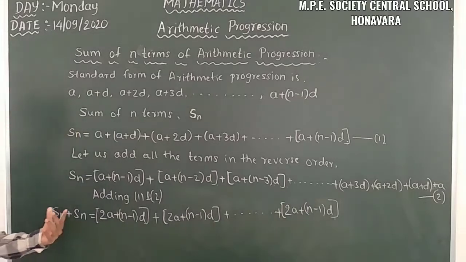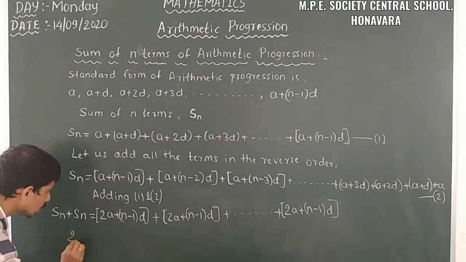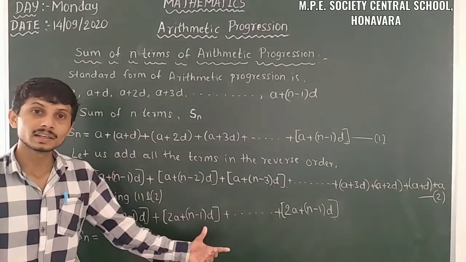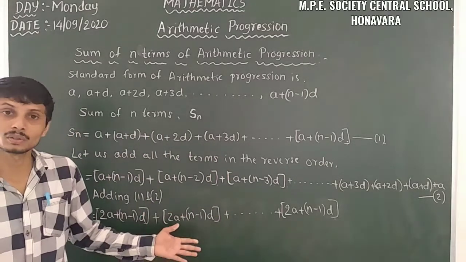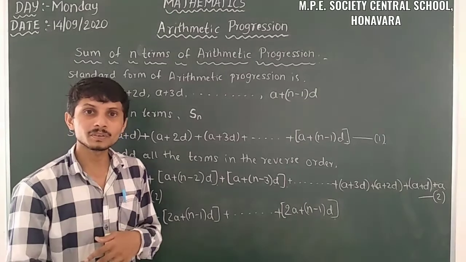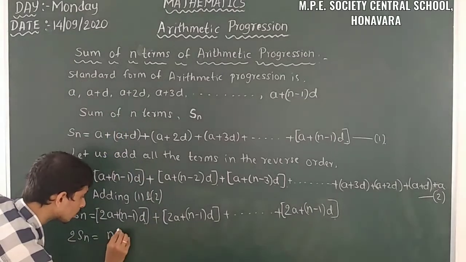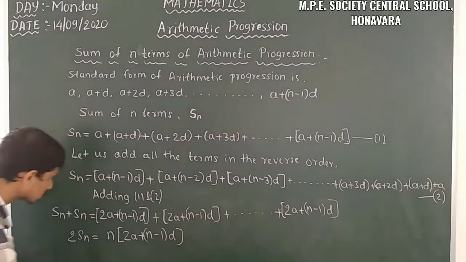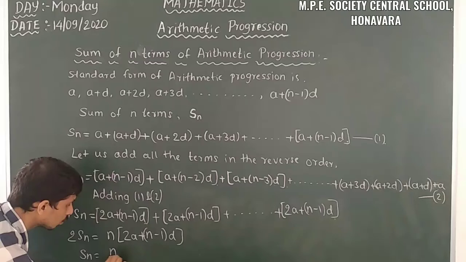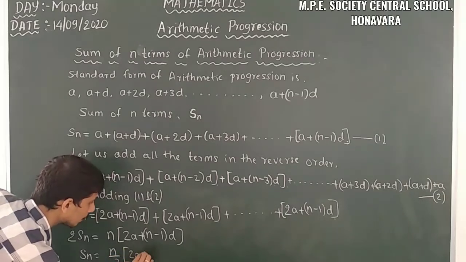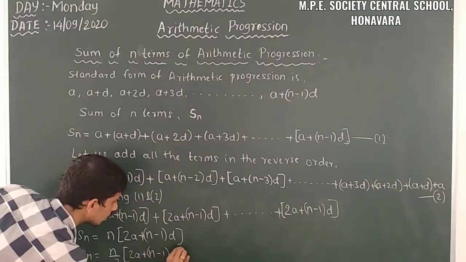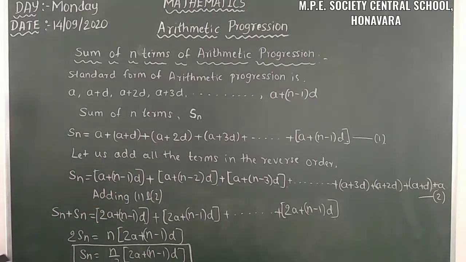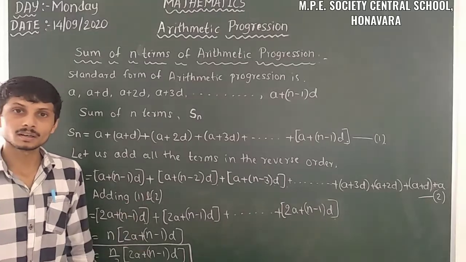Then we have to simplify. That is 2 into Sn. Here there are n terms, and n times we have added 2a plus n minus 1 into d. So we can write it as n into 2a plus n minus 1 into d. So Sn, the sum of n terms, is equal to n by 2 into 2a plus n minus 1 into d. This is the formula for finding the sum of n terms of an AP.